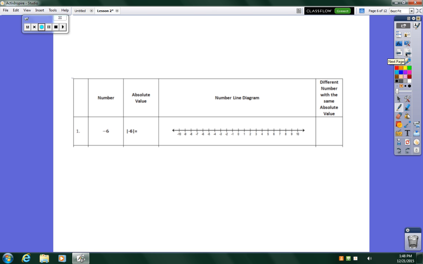Example 1, we have a number negative 6. They're asking us for the absolute value of negative 6. So if you look at negative 6, it's right here on your number line. That is 1, 2, 3, 4, 5, 6 units away from 0. So the absolute value of negative 6 is 6. And this is a great question. What's another number or a different number on your number line with the same absolute value? We'll go in a different direction. It's 1, 2, 3, 4, 5, 6. So the absolute value of positive 6 is also 6. So they match.